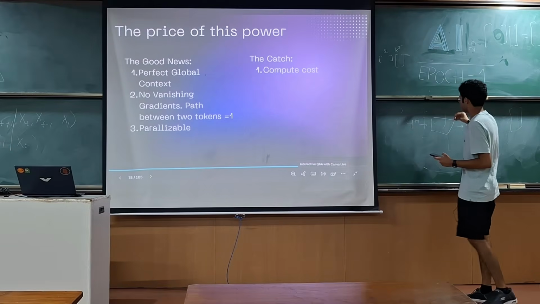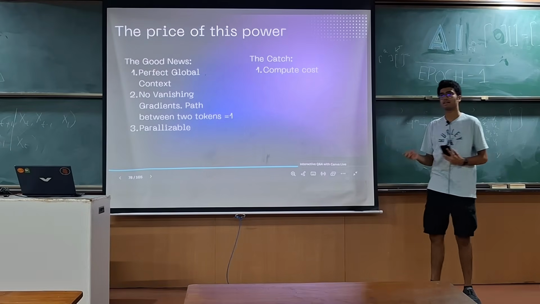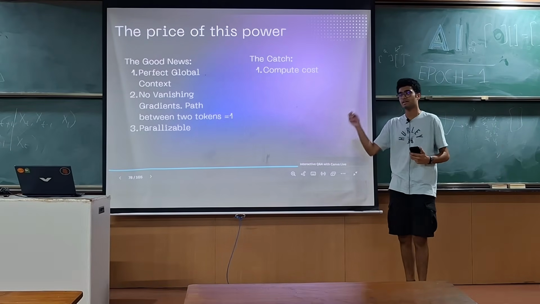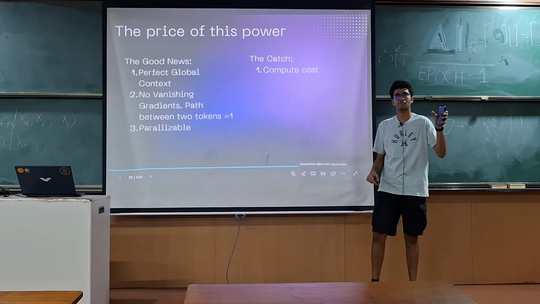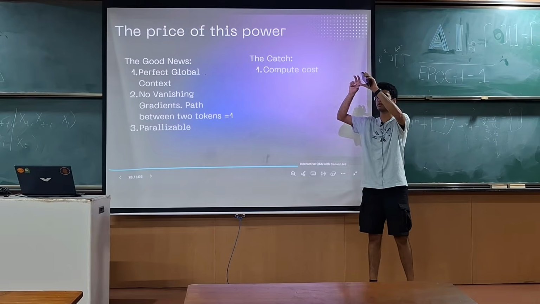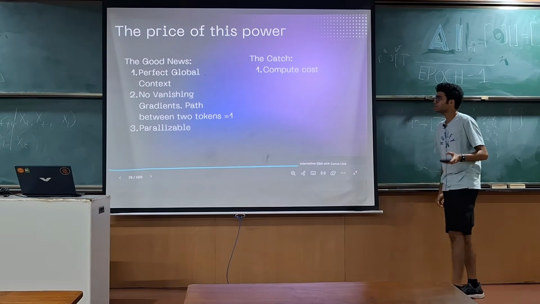If you remember, the RNN was, Jaden is the best leader. You have to follow that path. Jaden is the best leader. Here, if I want to find the relation between Jaden and leader, I can just do the dot product together. So the path is good.